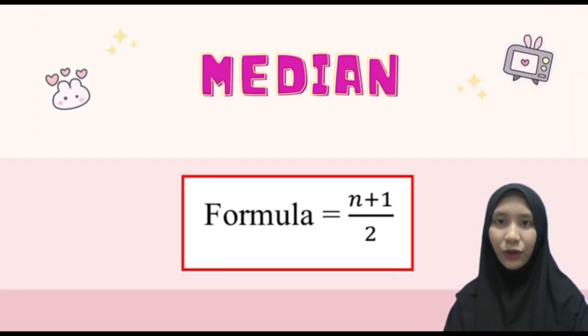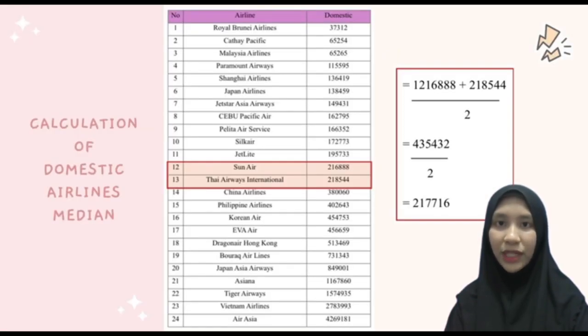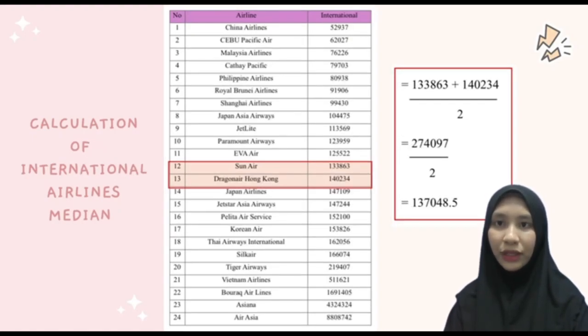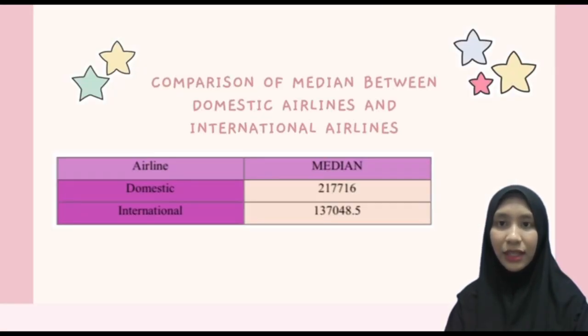Next, to find the median of each dataset, we need to arrange the number of domestic and international airlines from lowest to highest and then find two numbers at the middle of the dataset and divide it by 2. Here the median for domestic airlines, which is 217,716, while 137,048.5 for international airlines. This is the comparison of the median between domestic airlines and international airlines. It shows the median for international airlines is higher than the domestic airlines.